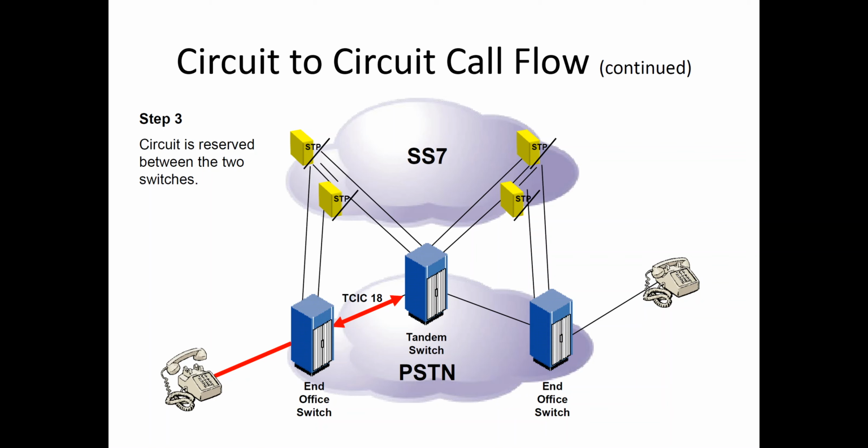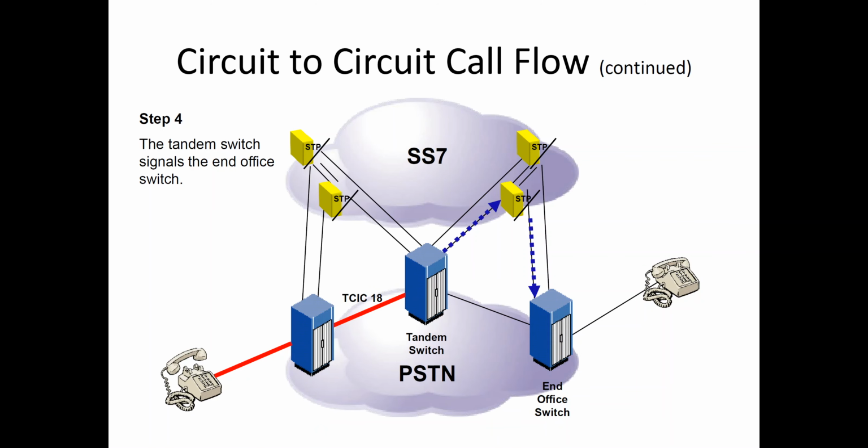Now, the tandem switch will receive the information from the STP network. That information will include the numbers that were dialed. This tandem switch will look in its database, recognize that the numbers that were dialed are for the end office on the right. In order to communicate with the end office on the right, the tandem switch needs to send signaling through the SS7 network. The signaling is sent through the SS7 network.